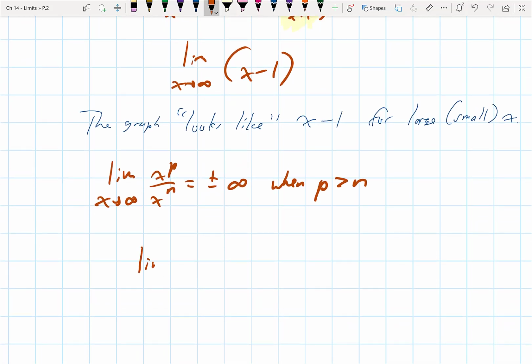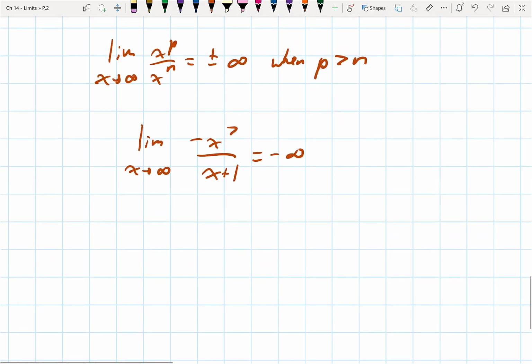For instance, if I had something like the limit as x approaches infinity of negative x to the 7th over x, or let's just do x plus 1 so it doesn't divide, I think you can agree that would be equal to negative infinity, because as x gets really, really large, the value gets really, really negative. But you can tell that by looking at these things.